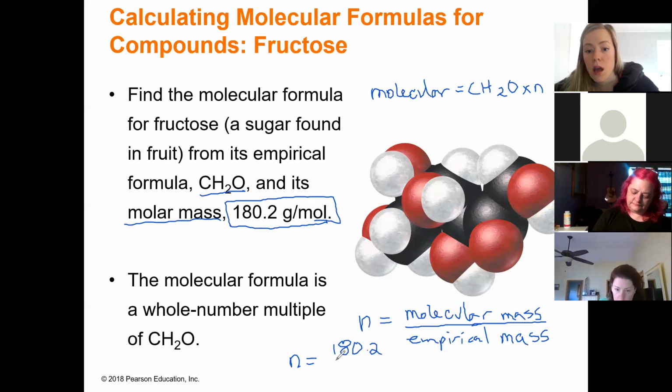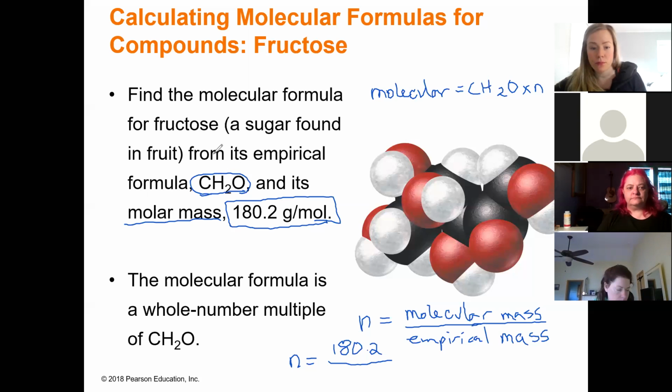All right, so now we know that N is going to equal 180.2, and you can use the units or not, over the empirical mass. Well, where is the empirical mass? It isn't explicitly given to you here, but you have the empirical formula, don't you? So can't we calculate the empirical mass really easy? We just take the mass of a carbon, the mass of 2 hydrogens, and the mass of an oxygen. So 16, 17, 18, plus 12, 30? It's approximately 30.